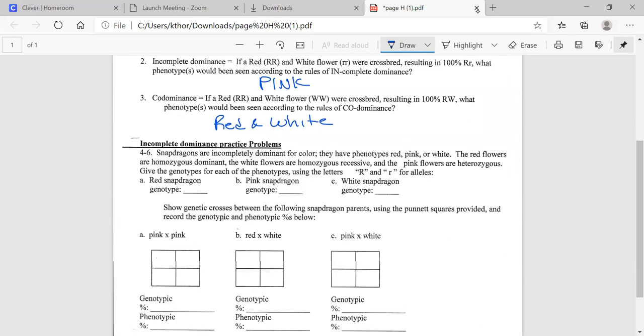All right, snapdragons are incompletely dominant for color. They have phenotypes red, pink, or white. The red flowers are homozygous dominant, the white flowers are homozygous recessive, and the pink flowers are heterozygous. Give the genotypes for each of the phenotypes using the letters big R, little r for alleles. So we have a red snapdragon, homozygous dominant, a pink snapdragon, heterozygous, and a white snapdragon, homozygous recessive.